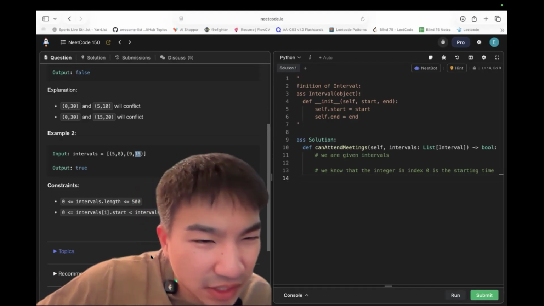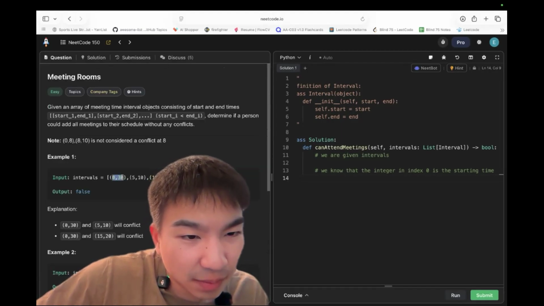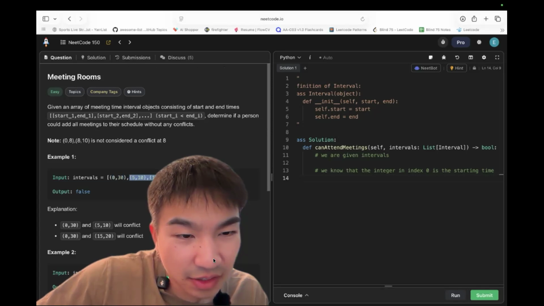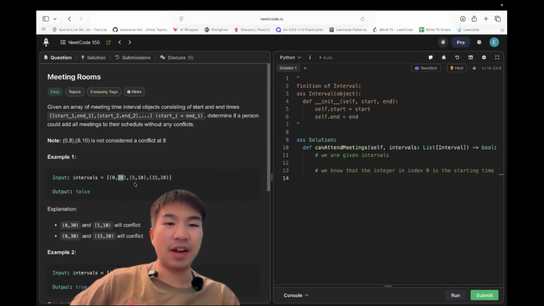I want to see if there's a shortcut where I could just get a big range, like if any number is between 0 and 30, then we know that it's wrong already, right? Versus the other solution, which would be to sort by the first index, and then from there, you just check the number in index one with the number in index zero of the one after it.